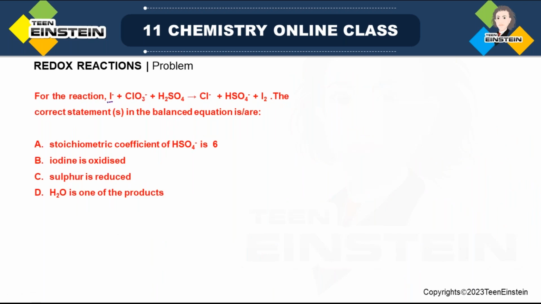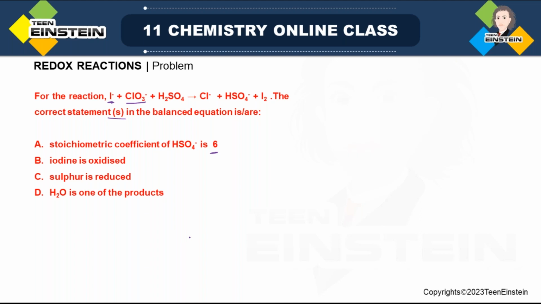For the reaction, here we have one reaction given: I⁻, then chlorate ion ClO3⁻, then H2SO4. That means the reaction is happening in acidic medium. The products are chloride ion, HSO4⁻, and free iodine. The correct statements in the balanced equation are: it may be more than one option correct among A, B, C, and D. So look at the options. Stoichiometric coefficient of HSO4⁻ is 6. Then iodine is oxidized, sulfur is reduced, and water is one of the products.